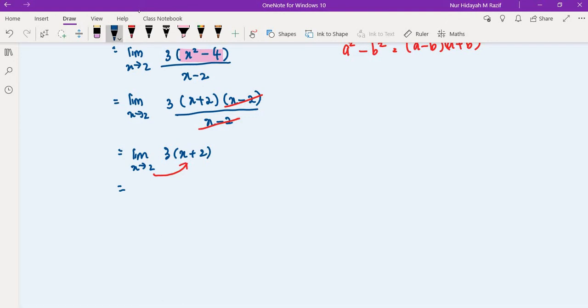So once we substitute, then the limit will disappear. We will have 3 times 2 plus 2, and the answer will be 12. So f prime of 2 is equal to 12.